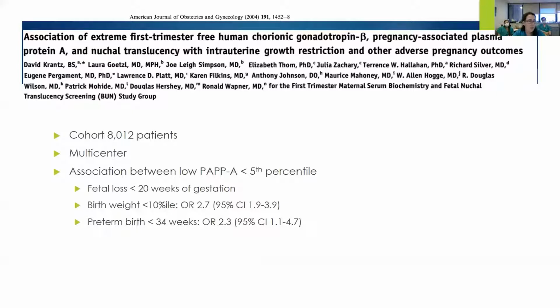This is another study from the BUN study group. It included 8,000 patients, a multi-center study as well. They also found an association between low PAPP-A less than the 5th percentile and fetal loss less than 20 weeks, birth weight less than the 10th percentile, and preterm birth less than 34 weeks.